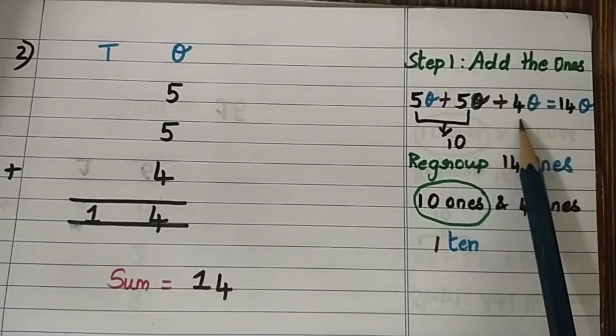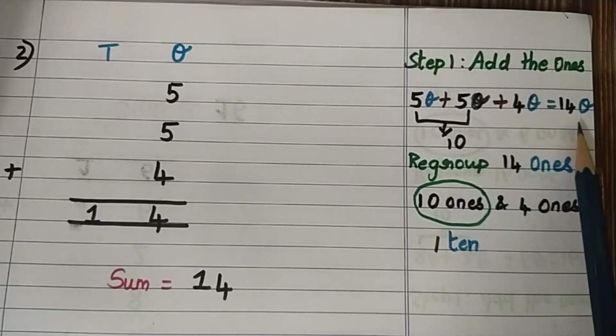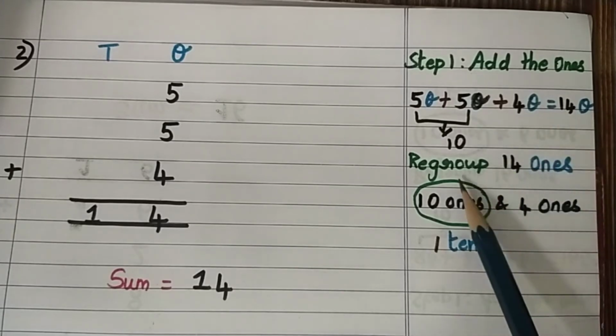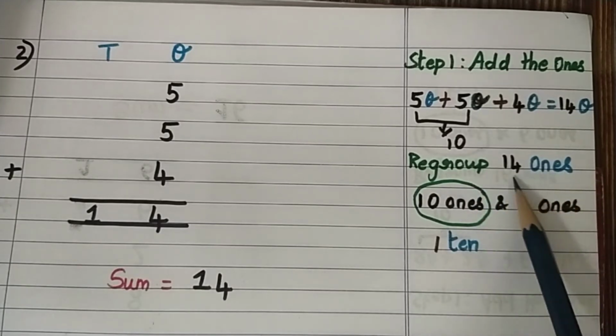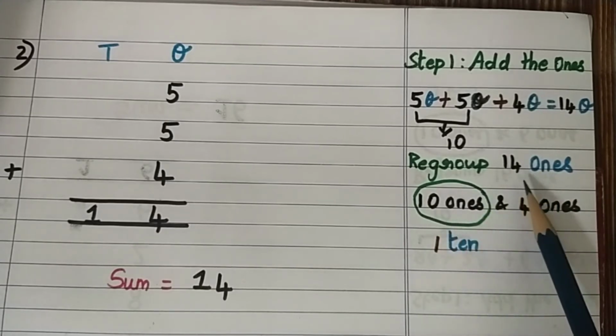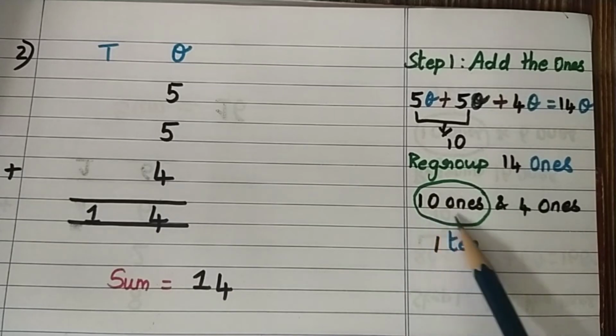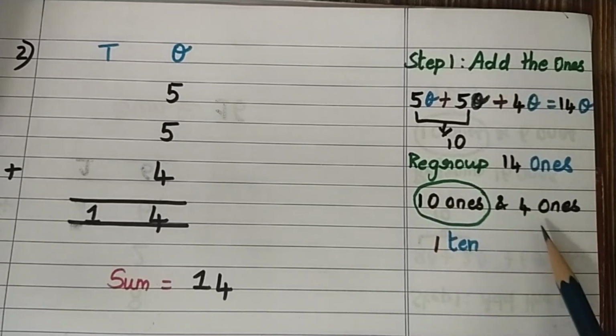So 10 plus 4 gives what? 14. 14 ones. 14 is a two-digit number. So we need to regroup. How will you regroup 14 ones? You have to take the first 10 ones out. Take the 10 ones. If you take the 10 ones, the remaining will be what? 4 ones. 10 ones put together make what? A ten. So we got 4 ones and 1 ten.